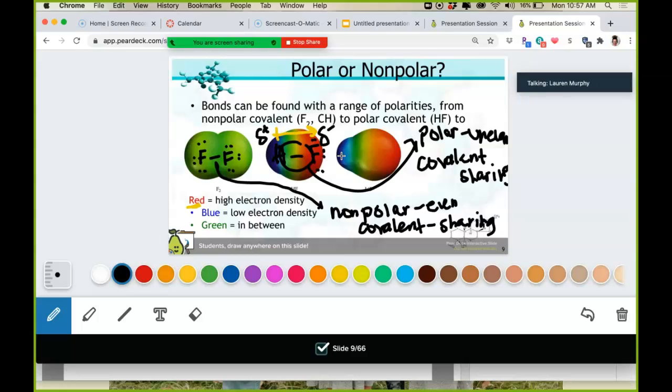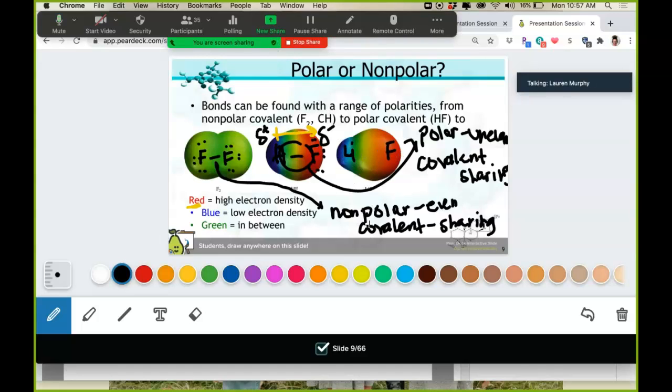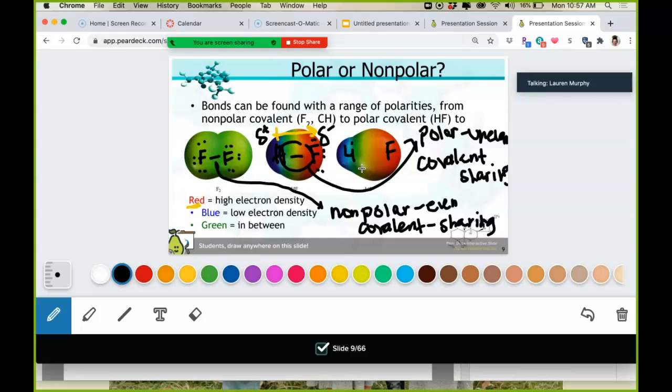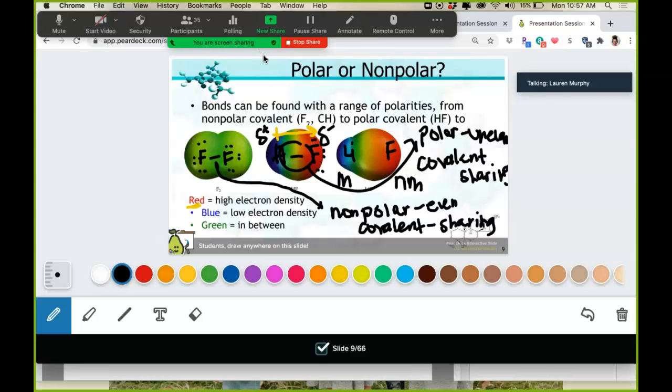Now, look at how much worse the distribution is here with LiF. Anybody know why? Why is LiF even bigger of a distribution? Lithium is a metal, fluorine is a non-metal. So this guy is what? Is it covalent? Do you think that lithium fluoride shares electrons with each other? No way. This guy's ionic.